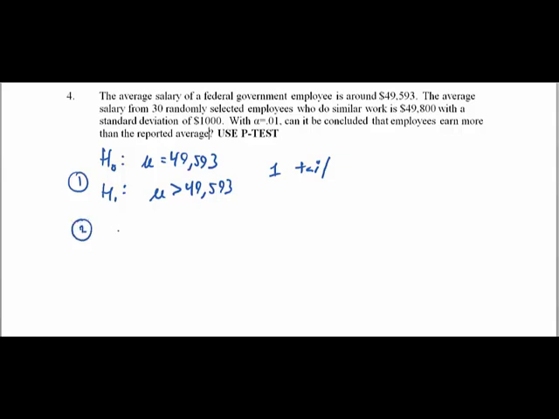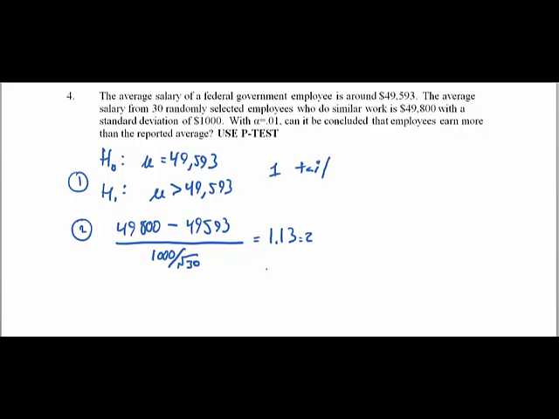Now we're going to do step 2. And step 2 is to take our $49,800, and since it's right tail, we're going to subtract from this our value of $49,593 and divide that by the standard deviation divided by the square root of the sample size. So we do all this and we get an answer of 1.13 as our z-score.